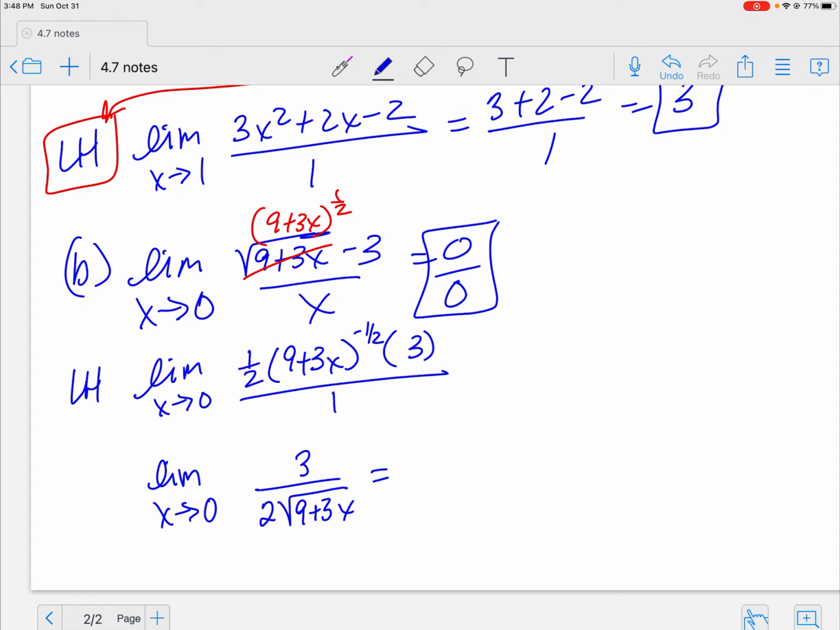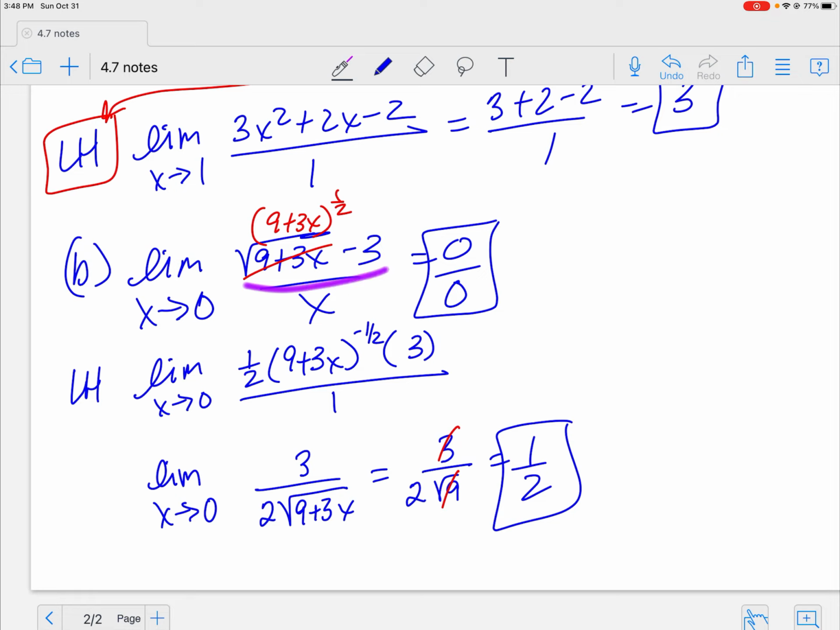All right, so let's plug this in. I've now got 3 over 2 times the square root of 9. So the 3 over 3 cancels out, and I'm left with a 1/2, right? So that's my limit. Good.